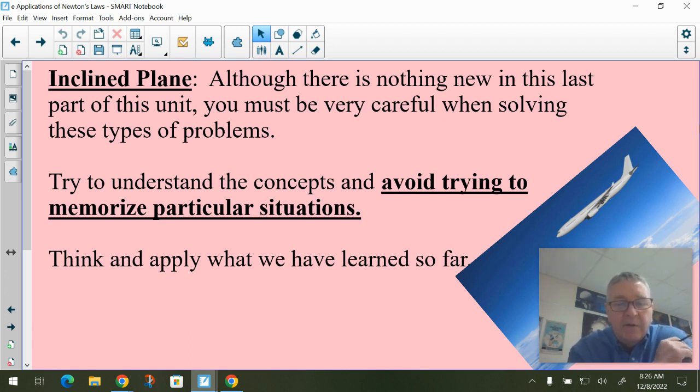If you try to just memorize stuff, that can be a little tricky. So I'm going to suggest that what you do is you try to think about the situation. You do have to memorize some equations. I'll show you where they come from, but what you don't want to do is try to memorize all these cases. You want to say, I understand what's happening. I understand what law applies, and this is how I'm going to attack the problem. So I'm going to walk you through inclined plane problems.